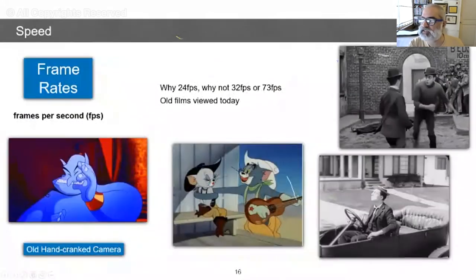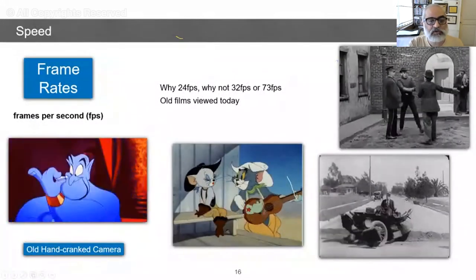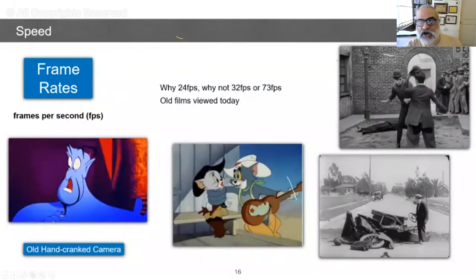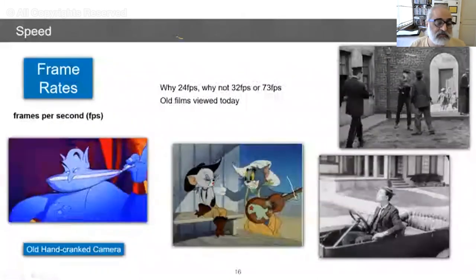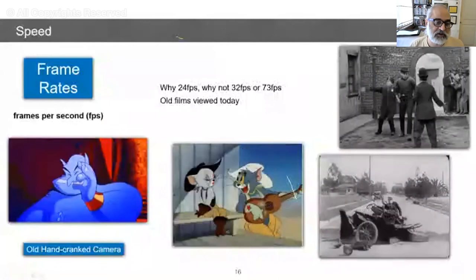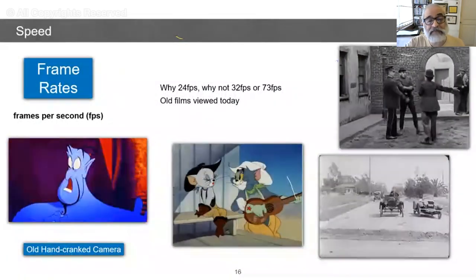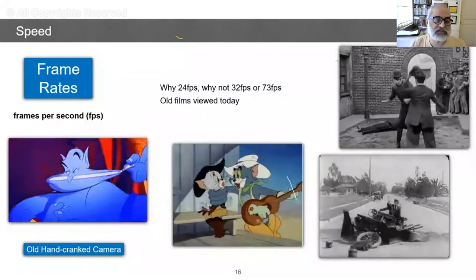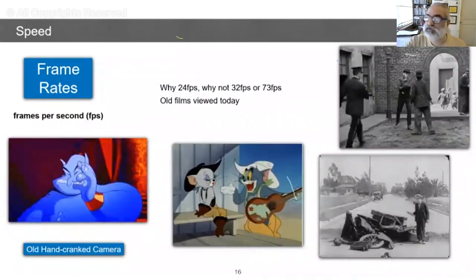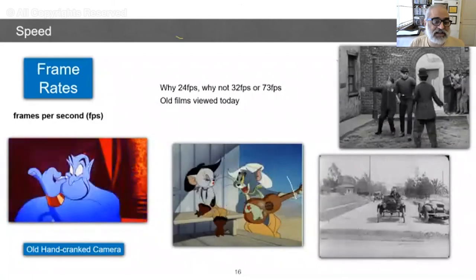Take a look at this on the left-hand side. This is Charlie Chaplin. Why does this movie move so fast? Because in the older days, we were not working with 24 frames per second. We were working with a different frame rate. But today we are playing back those films at 24 frames per second. So it becomes faster. The action looks a little unnatural. It looks very fast.